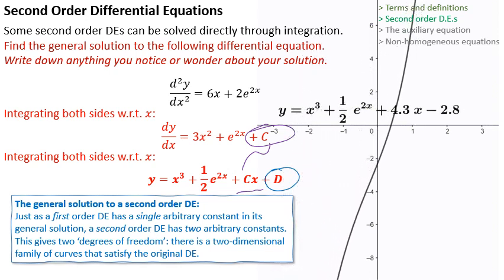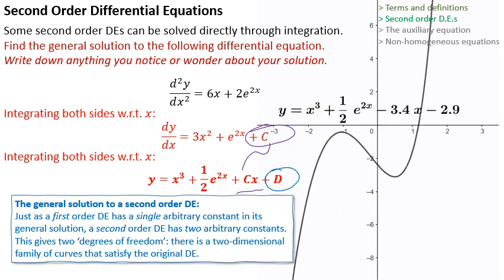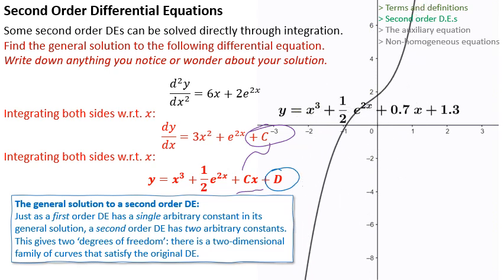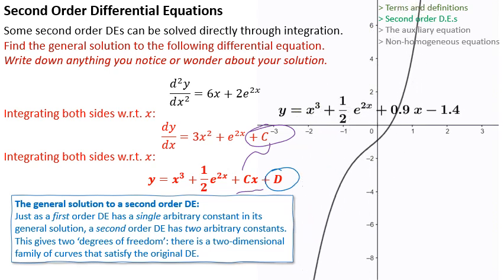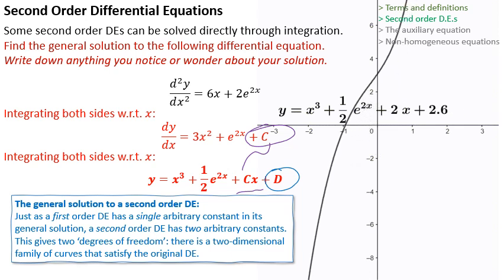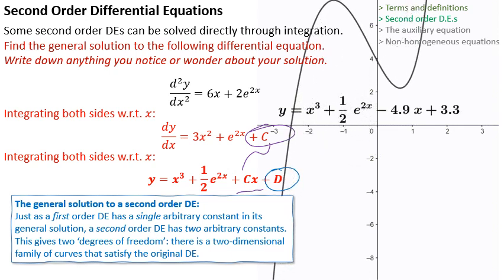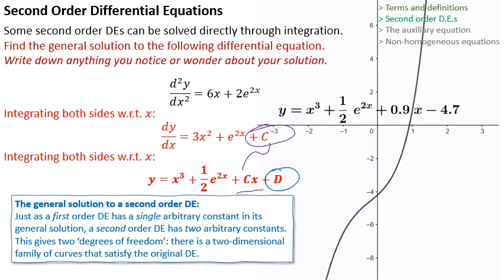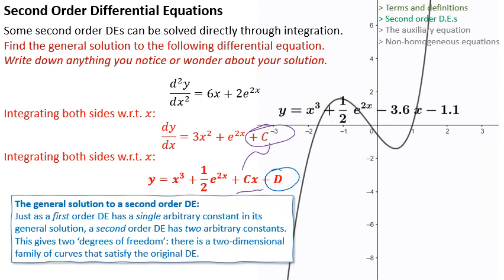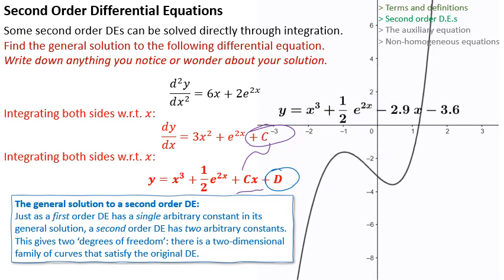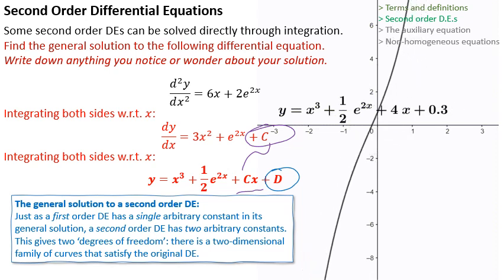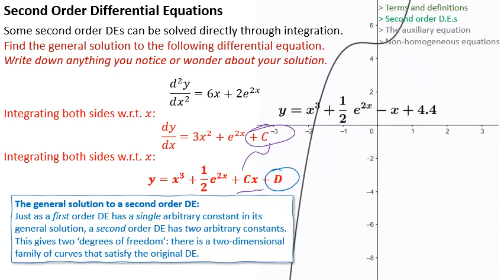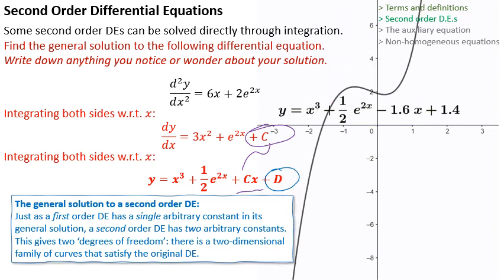And we have a much more complicated family of curves. You can think of it as a two-dimensional family of curves because you can change either of those two constants and you'll still get a valid result. Any and all of the shown cubics, including all the ones you can't see, will satisfy the given differential equation. If you differentiate that expression twice, you'll find it always comes out to give 6x add 2e to the 2x.